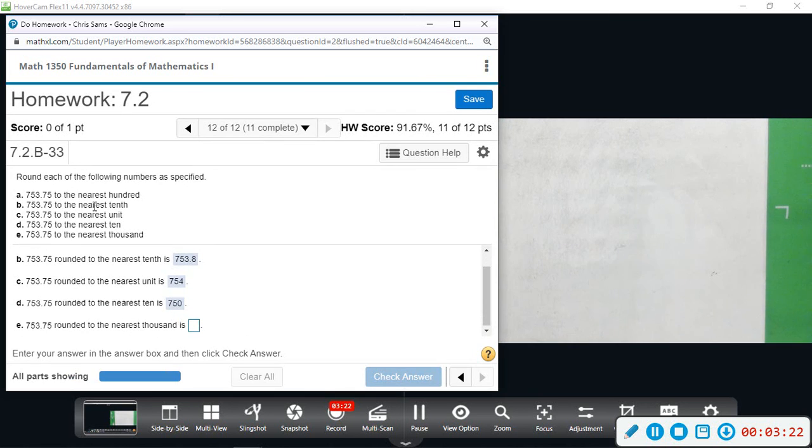And then E, we're going to round to the nearest 1,000. So 1,000 place, we have nothing there right now, but we look at the hundreds place, it is 5 or more, so we round up to 1,000.